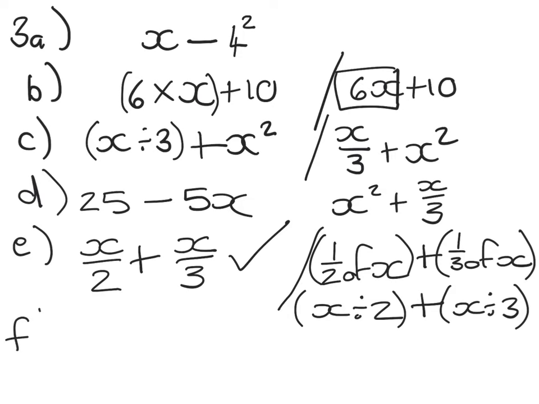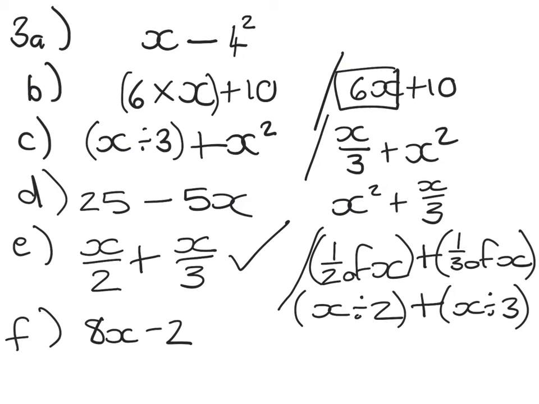Last one of number 3, 2 less than the product of a number and 8. Now, when you see less than, you have to think very carefully, because again, you're going to put it in the wrong order. If you started with 2, then you are wrong. Product means times, so I would take 8 times x and then minus 2.